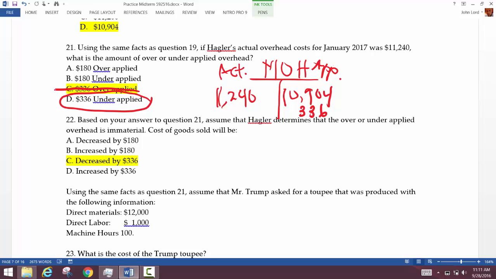Okay. So, Omar, as a result of this, what should happen to my cost of goods sold if I determine that this is not material?